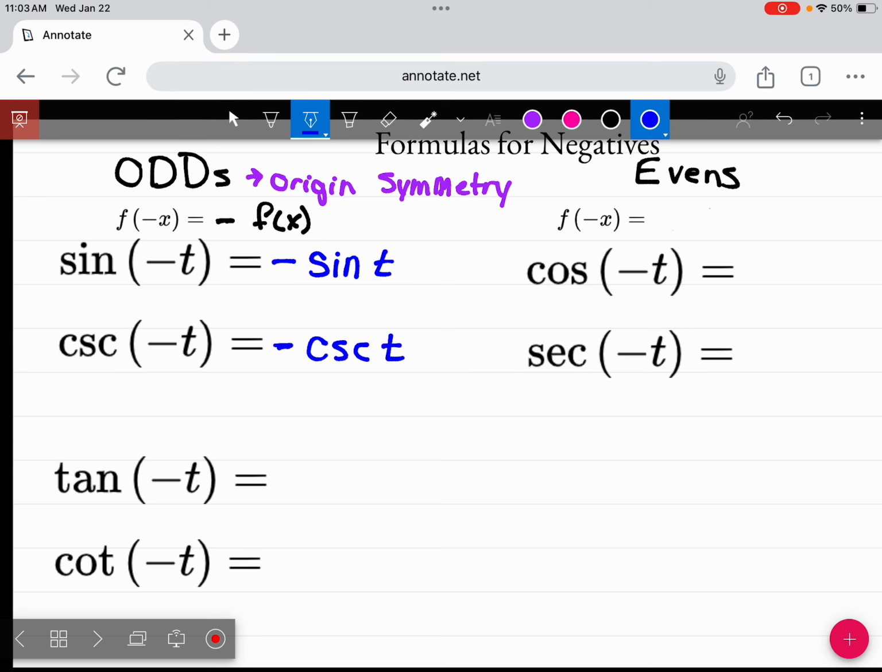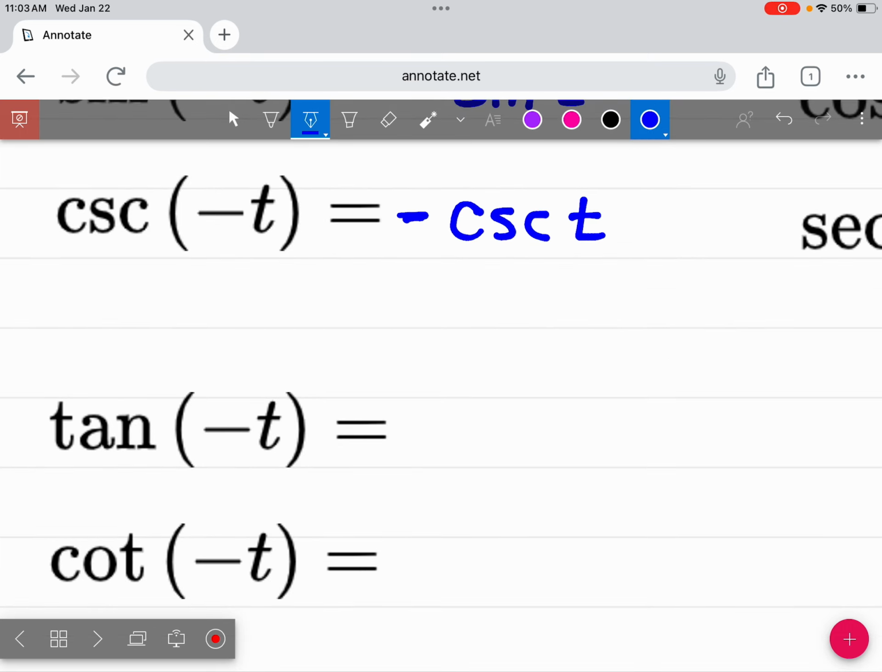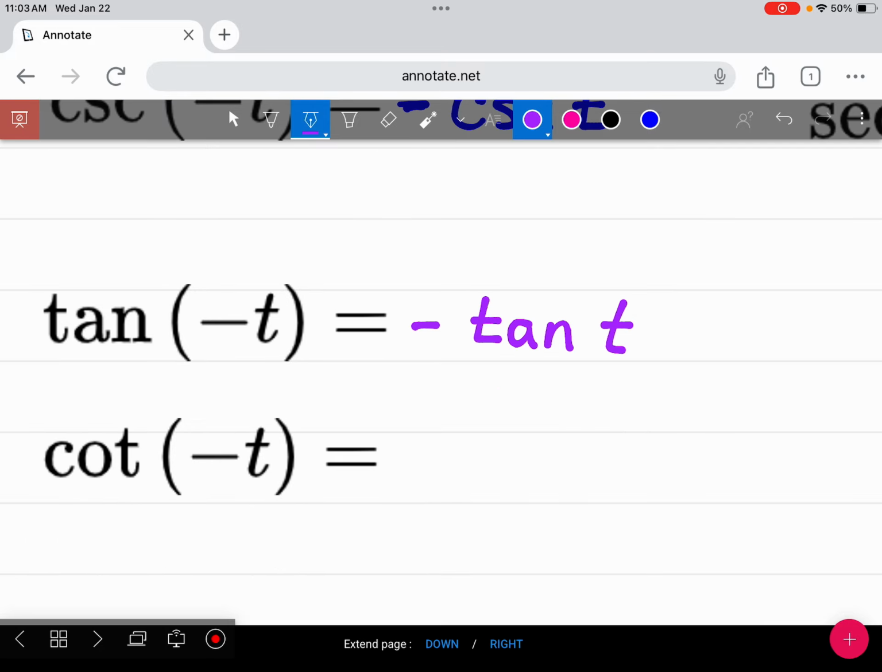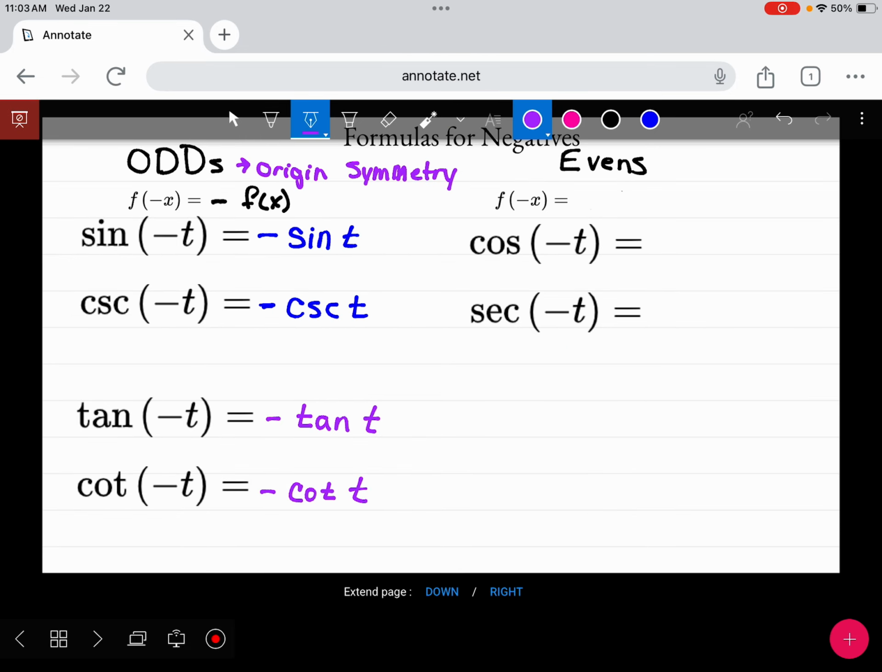Same thing happens with our tangents. And it happens, again, with our pi over 6 and our negative pi over 6. Tangent of a negative angle is going to be the same thing as negative tangent of the angle. And the same thing happens with cotangent. So on our odd functions that have this origin symmetry, the negative kind of hangs on.